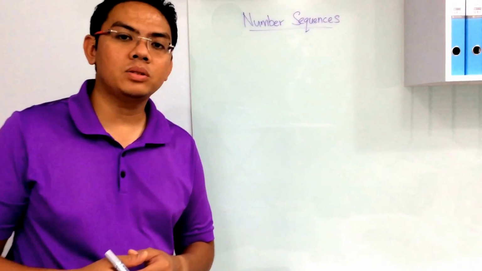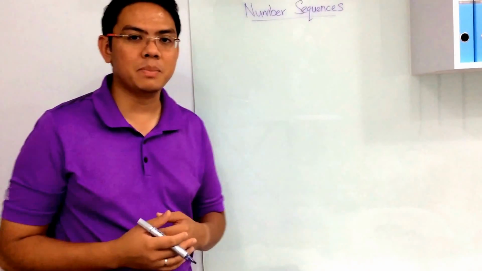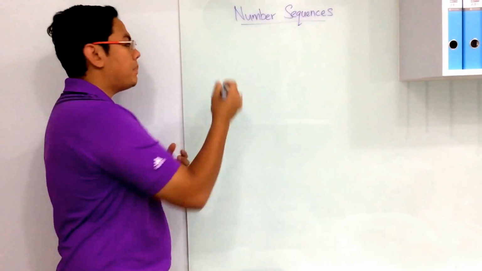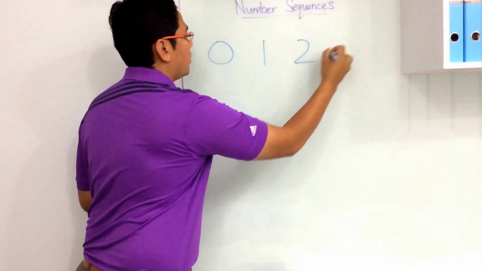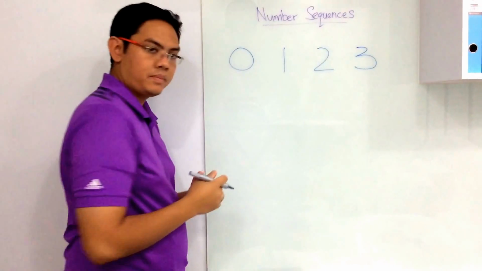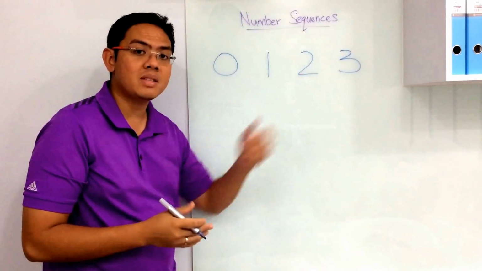In this math tutorial video, I'll be talking about number sequences. So let's begin. If I give you an example of a list of numbers 0, 1, 2, 3, alright? This is what I call an example of a number sequence.